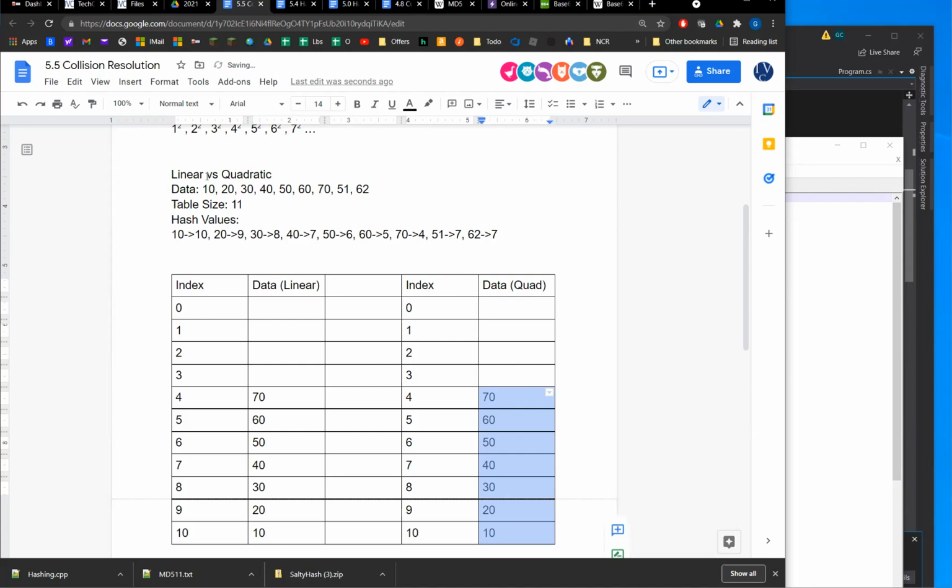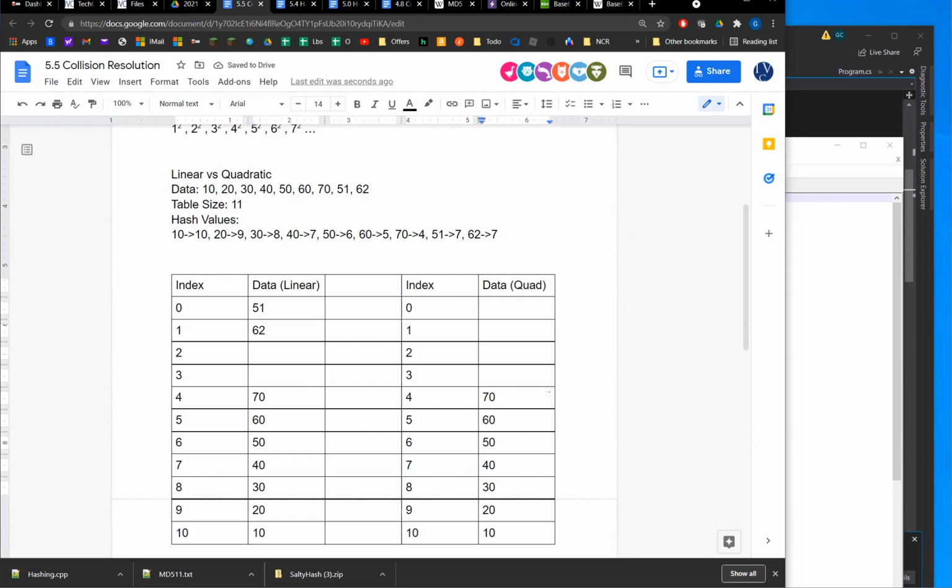Zero collisions because my values and table size had a consistent pattern, but now we're going to have some collisions. All right, 70 already occupies position 4, and then 51 comes into position 7, so we have a collision here. Linear probe says try 8, try 9, try 10, and then we can drop 51 in. 62 will do the same thing, lands at position 7, occupied, occupied, occupied, occupied, wraps around, and 62 drops in.